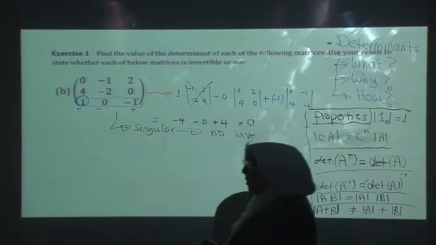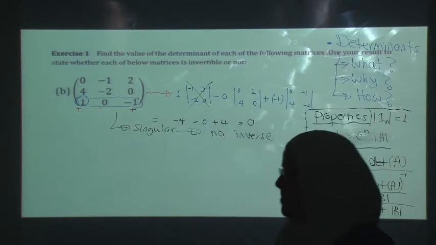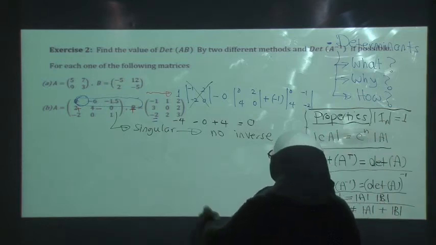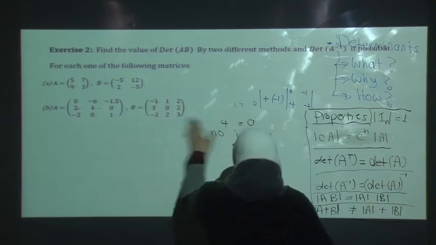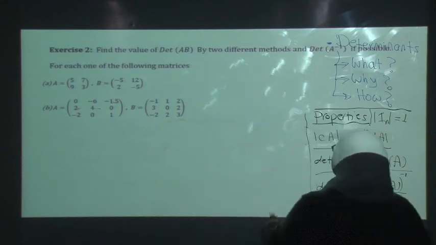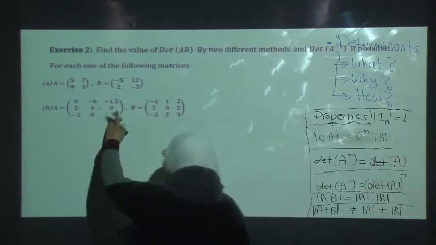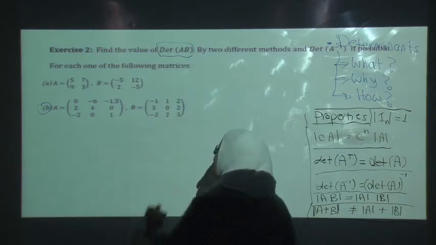Let's move to the second question, the following one. Here we are asked to find the determinant of the product A times B. We are given the two matrices, A and B, of course, by two different methods, and then find the determinant of A inverse. Okay. Let's solve part B. We need to find the determinant of A times B.